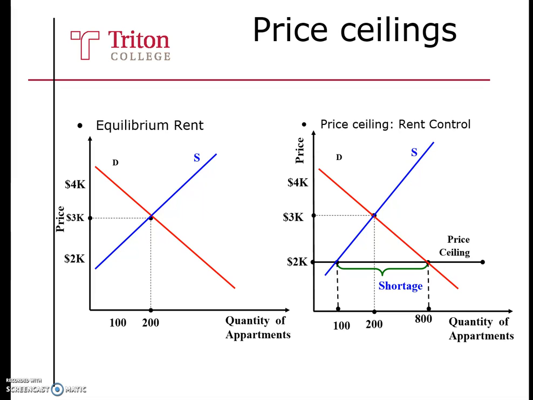When there's a price ceiling, in this case a rent control, there will be a shortage. In this case, there is a shortage of 700 apartments. There's 800 people that want this apartment, but there will be only 100 units available.